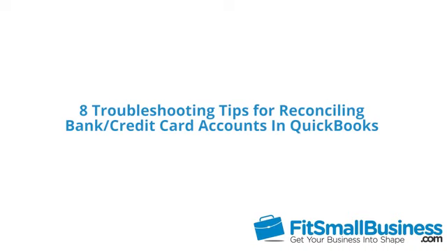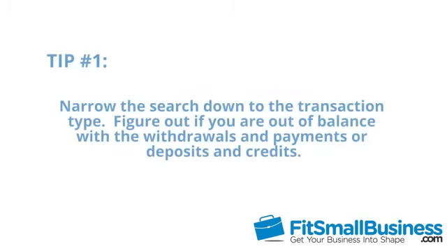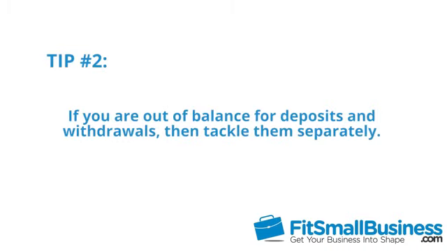Try some of these tips if you're having trouble getting to a zero difference between what's in QuickBooks and what's on your bank statement. Tip number 1, if possible, narrow the search down to the transaction type. Figure out if you are out of balance with the withdrawals and payments or deposits and credits. Tip number 2, if you are out of balance for deposits and withdrawals, then tackle them separately. In other words, balance withdrawals first and then move on to deposits and credits, or vice versa.